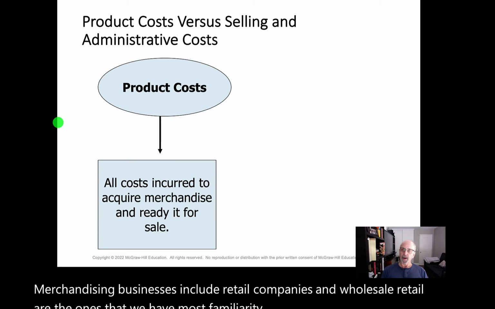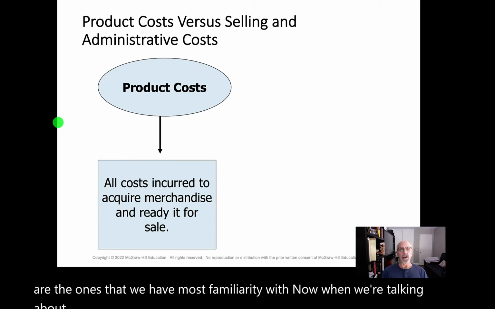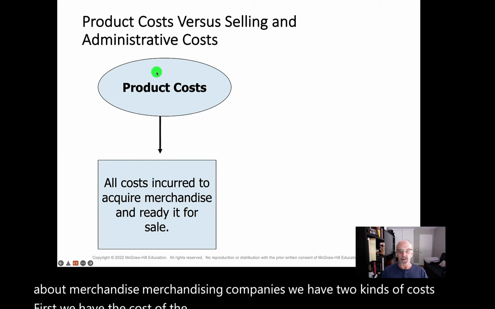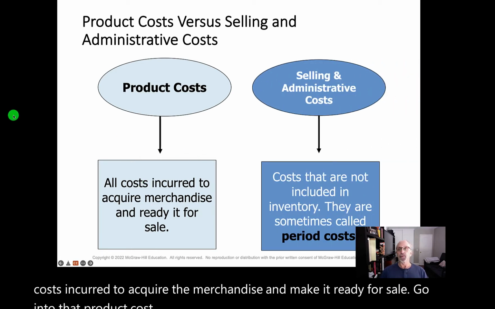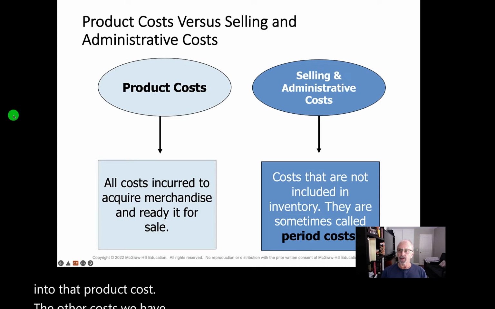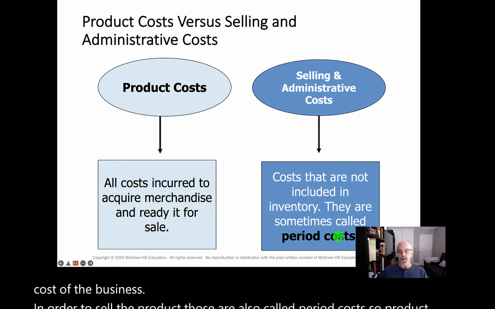Now, when we're talking about merchandising companies, we have two kinds of costs. First, we have the cost of the product, whatever we're going to sell. All costs incurred to acquire the merchandise and make it ready for sale go into that product cost. The other costs we have are obviously selling and admin costs. That's the cost of the business in order to sell the product. Those are also called period costs. So product costs, period costs.